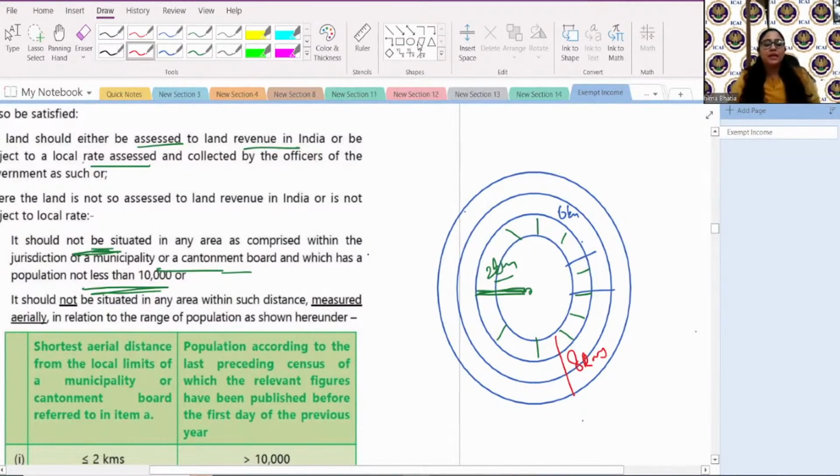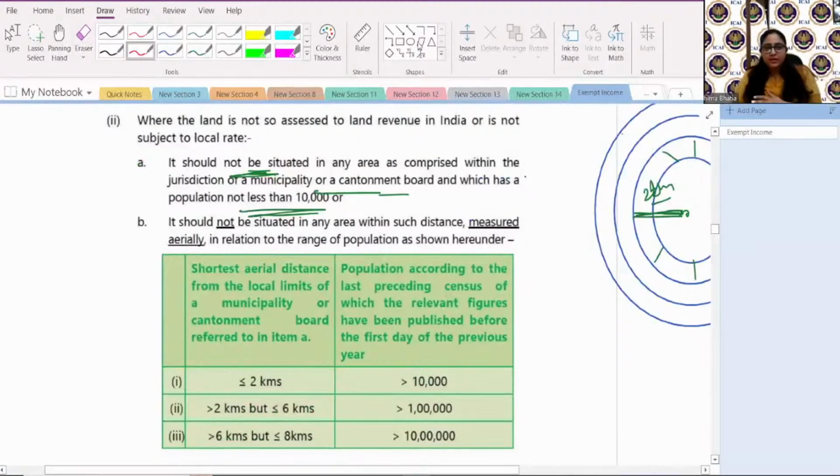Absolutely. If the population of the cantonment is less than 10,000, the farm building can be agricultural income. Thank you so much. So now proceeding with the agricultural income only. Can I sum up? Agricultural income is an income which is derived from rent, which can be derived in 3 ways. One is rent received from land situated in India used for agriculture operations.